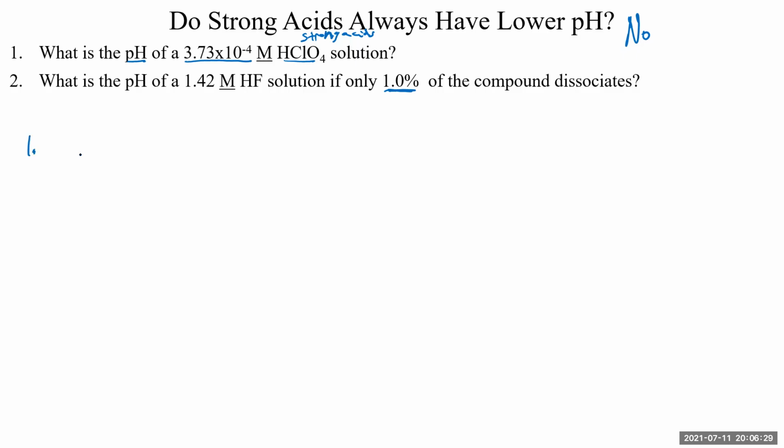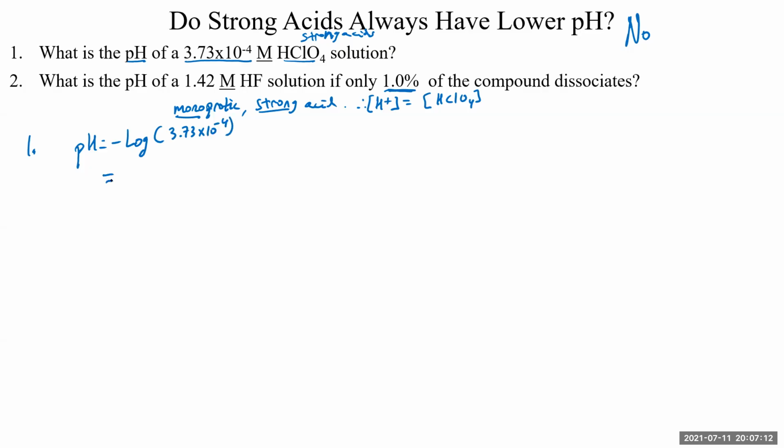So number one, let's calculate that. pH is equal to the negative log of the H plus concentration. This is a monoprotic strong acid. Therefore, its hydrogen ion concentration is equal to its overall concentration, right? These concentrations are the same because it's monoprotic. There's only one hydrogen ion and it's strong, so it's going to completely dissociate. Therefore, we can put the 3.73 times 10 to the negative 4 into our pH formula and just calculate it directly.